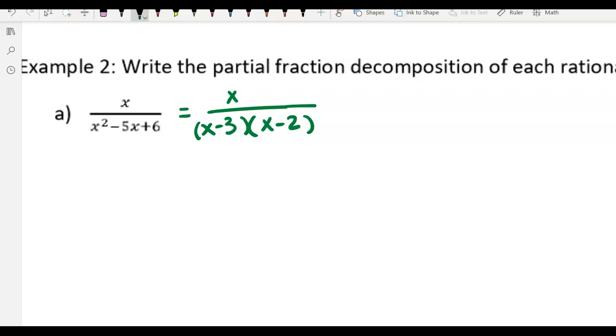So we're going to go back and say, okay, what was the formula for non-repeating linear? It was what over what? A over the first factor, in our case, x minus 3. True or false? Plus b over the second factor. However many factors that you have, that equates to how many partial fractions. Now our job is to solve for a and b.